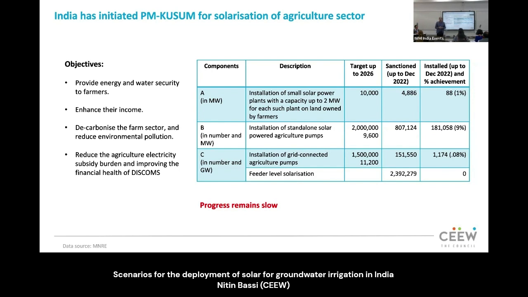And then there is a component C, which again has 2 models. One is that you solarize the existing grid connected pumps, and the other is that you solarize the feeder itself. There is a feeder and you just solarize the feeder. So whatever pumps are connected through the feeder will automatically get the renewable power to run. But as you look at the last column, the progress is really, really slow.